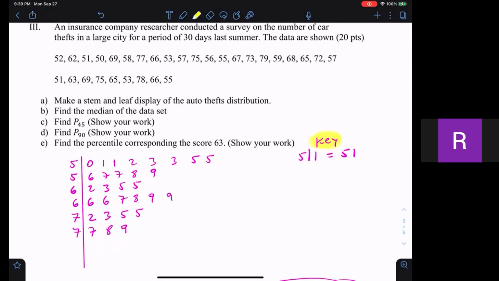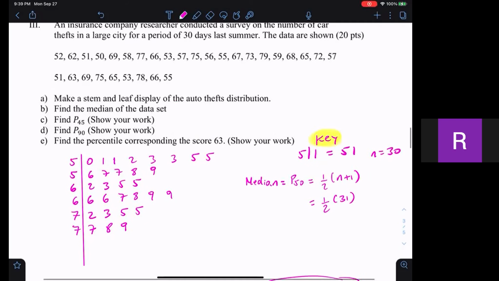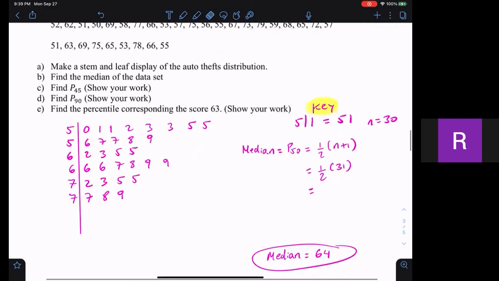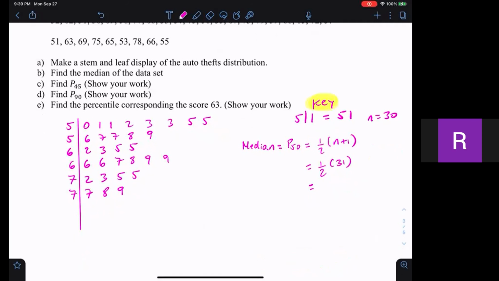Now you need to find the median, right? Using the interpolation formula that they have in your textbook, the median, or the 50th percentile, is equal to one half times n plus 1. That's what they use in your textbook. We have a sample size of 30, so n plus 1 is 31, and one half of that is 15.5. So this is the location, right?